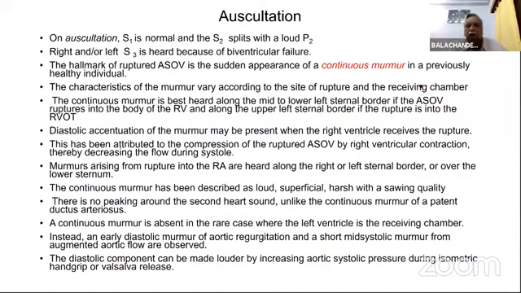But otherwise, you will get a continuous murmur with a systolic component. The diastolic component is the prominent one. And sometimes you can make the diastolic component louder by increasing the pressure by hand grip or Valsalva. So this is an important thing to remember about auscultation.